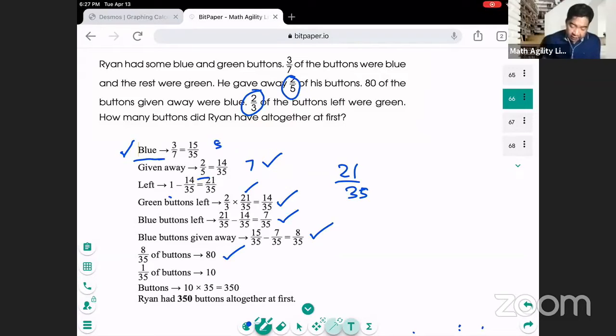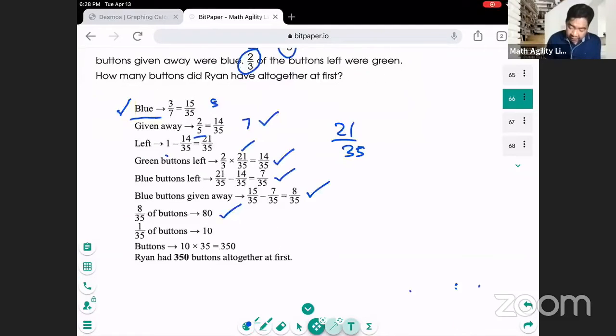Basically dividing by 8. So 1 over 35 is 10. So multiplying, the total number of buttons is 10 times 35, which is 350. So altogether, initially the number of buttons was 350. Okay, so there you go.